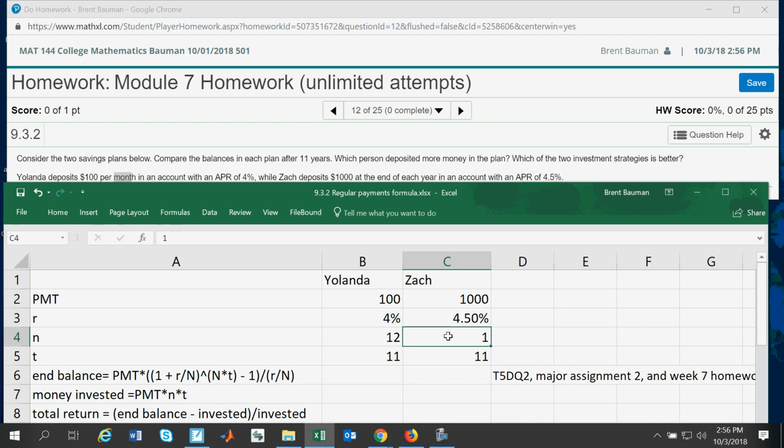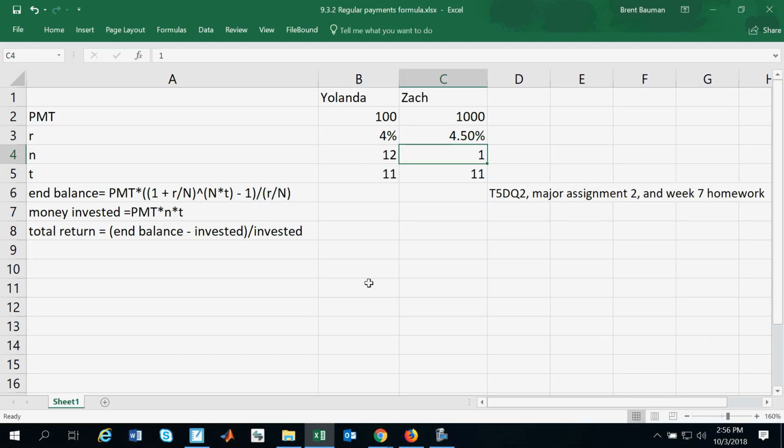Okay. So we have all the information we need from the actual question. So I'm just going to work with the Excel document now so that you can see a little better. And remember, you can pause as we start going through some of the formulas. So here's your end balance formula. Again, this is the same one from topic 5, DQ2, major assignment, mission project, and now in your homework.